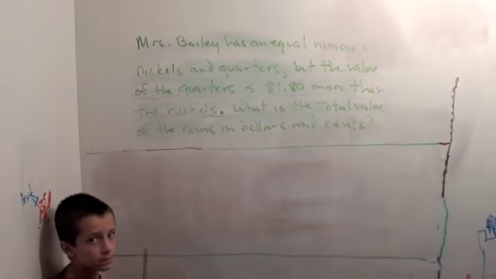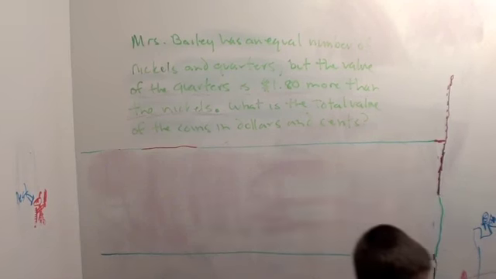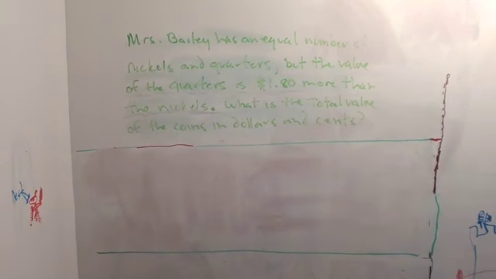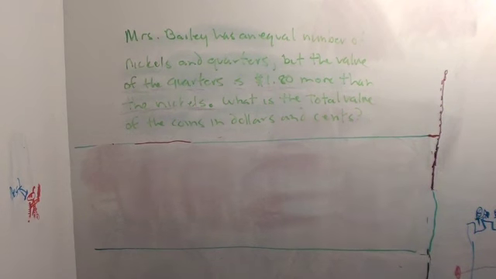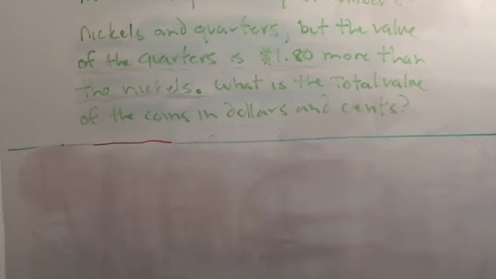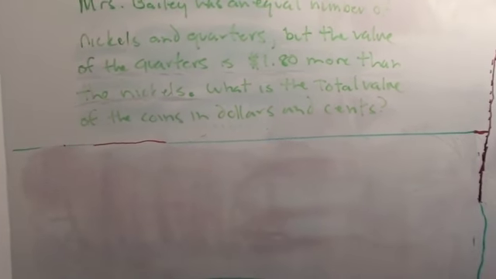Okay. And which has more value, the nickels or the quarters? Well, the quarters. And how much more valuable are the quarters than the nickels? 180 cents. Okay. All right, so what do you want to call the nickels? Nickels X. Okay, go ahead. Quarters Y. Go ahead and write that on the board.